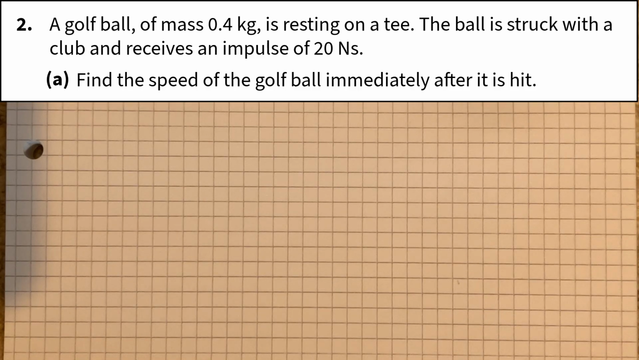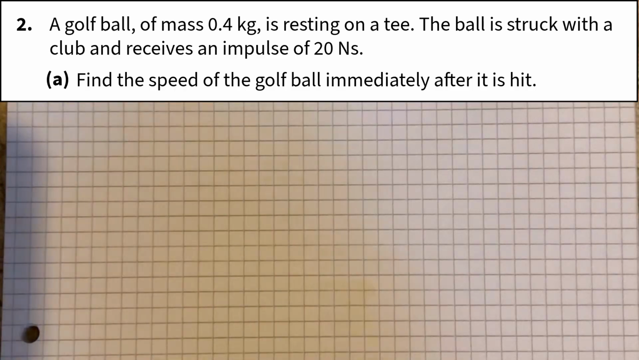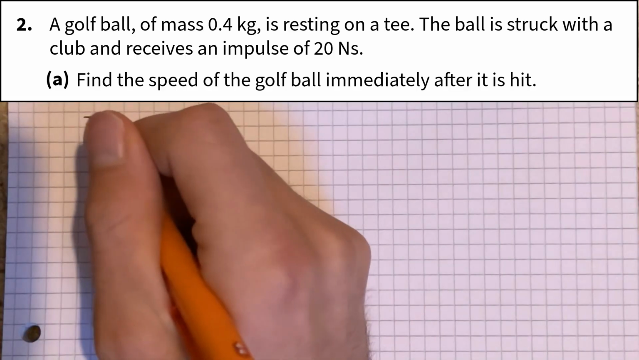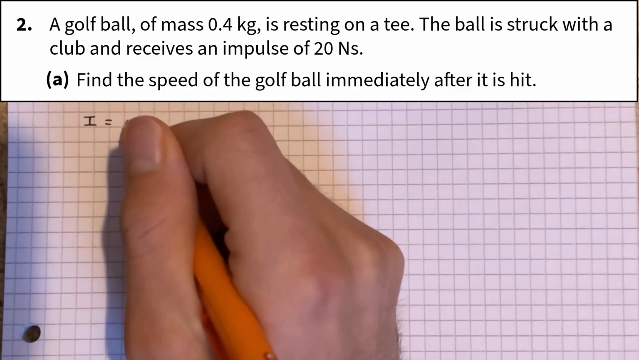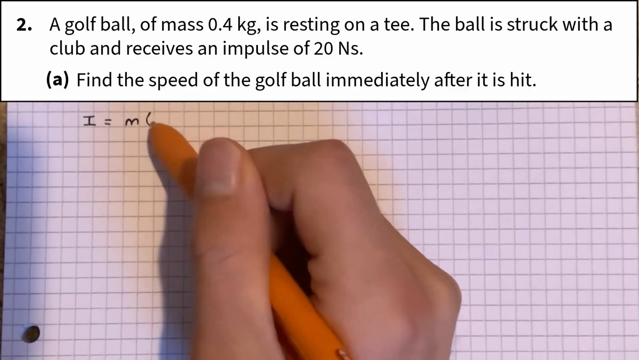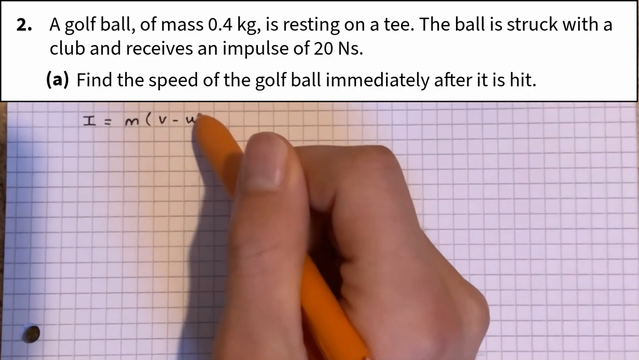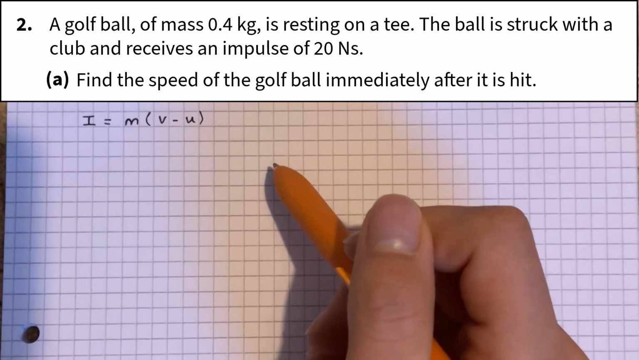In question 2, there's a golf ball of mass 0.4 kilograms and it's resting on a tee. It's then struck with an impulse and we need to find the speed immediately after it is hit. So in order to do this, we need to know the formula for impulse, which is mass times speed afterwards minus speed before.